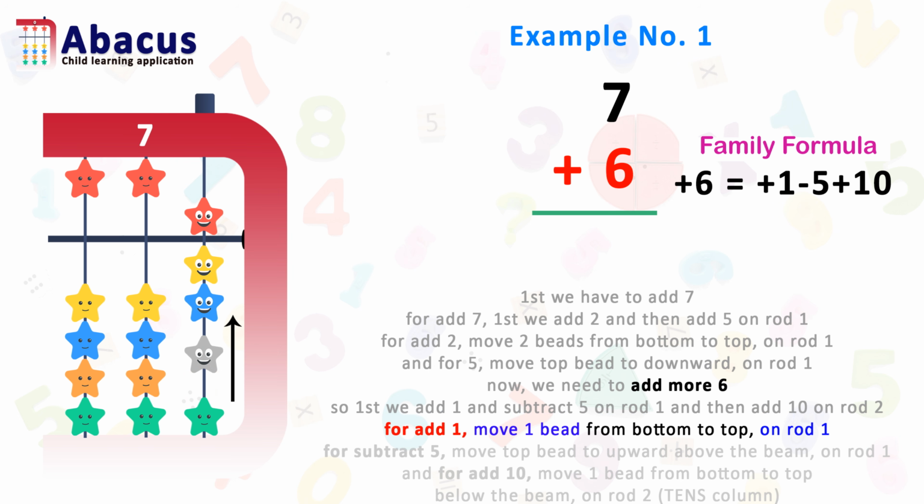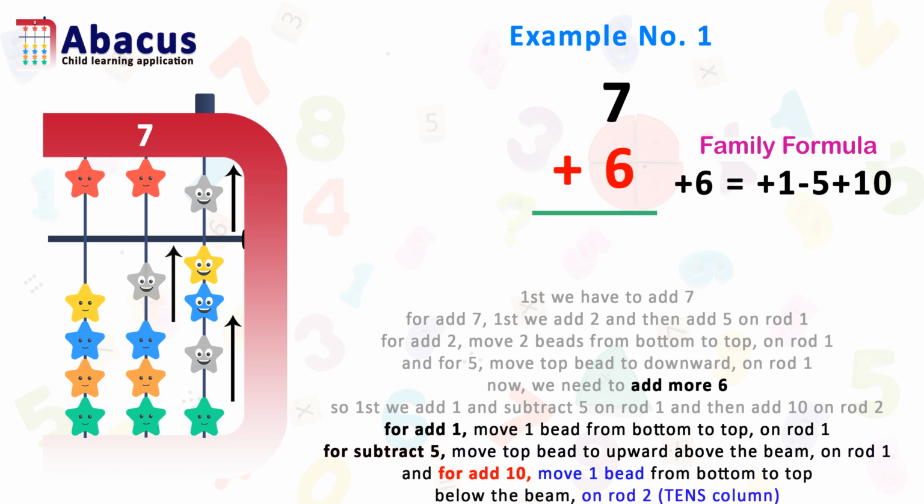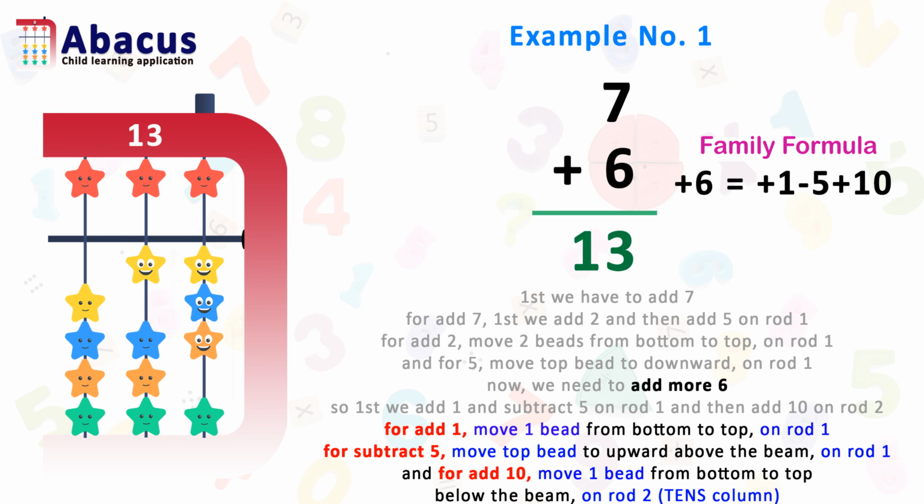For add 1, move 1 bead from bottom to top on rod 1. For subtract 5, move the top bead upward above the beam on rod 1. And for add 10, move 1 bead from bottom to top below the beam on rod 2. And here we got the answer, and the answer is 13.